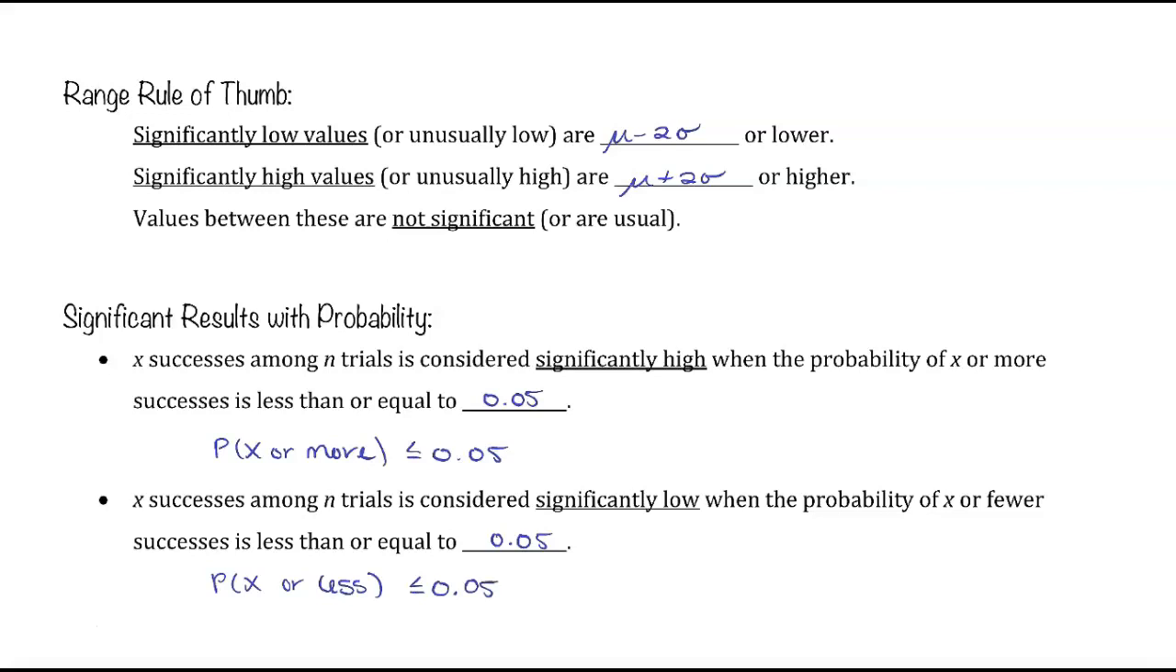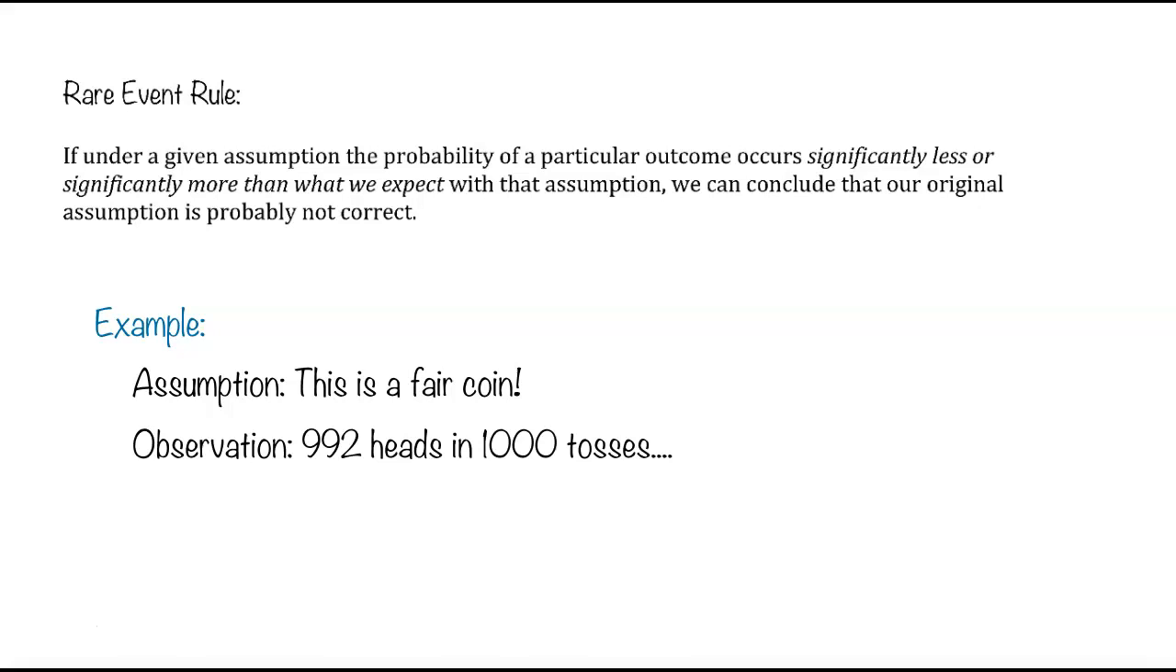We're going to return to our TV example, but before we do, I want to point out one more thing. The rare event rule states that if under a given assumption the probability of a particular outcome occurs significantly less or significantly more than what we would expect with that assumption, then we can conclude that our original assumption is probably not correct. For example, suppose we're assuming that we have a fair coin, but we have some unexpected outcome, such as 992 heads in 1,000 tosses of the coin. The conclusion that we can make in this case is that our original assumption that the coin was fair was probably not correct. This is probably not a fair coin if we got these significant results.